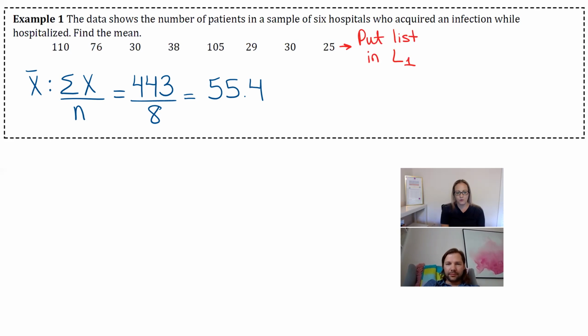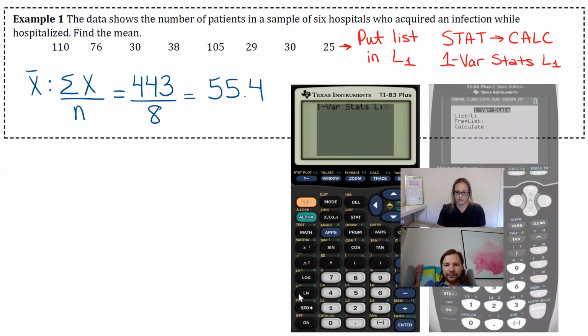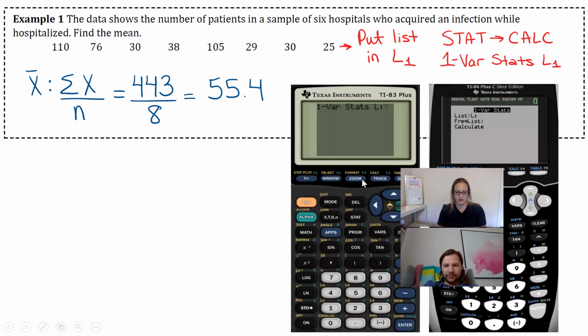Now this data set was fairly simple, so that's easy to do by hand. If you come across on Connect Math some larger data sets, it is helpful to actually use your graphing calculator to calculate this. So I'm going to show you guys how you can do that in your calculator. So we want to use the list function. And let me pull up a calculator and I'll show you where that is.